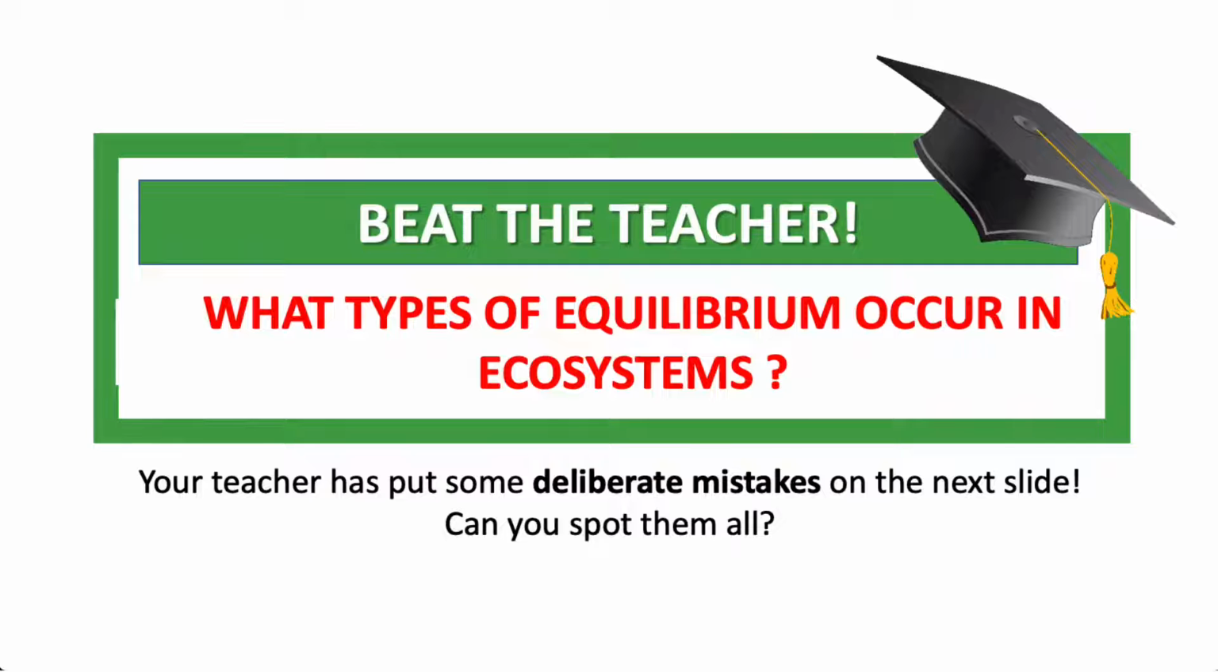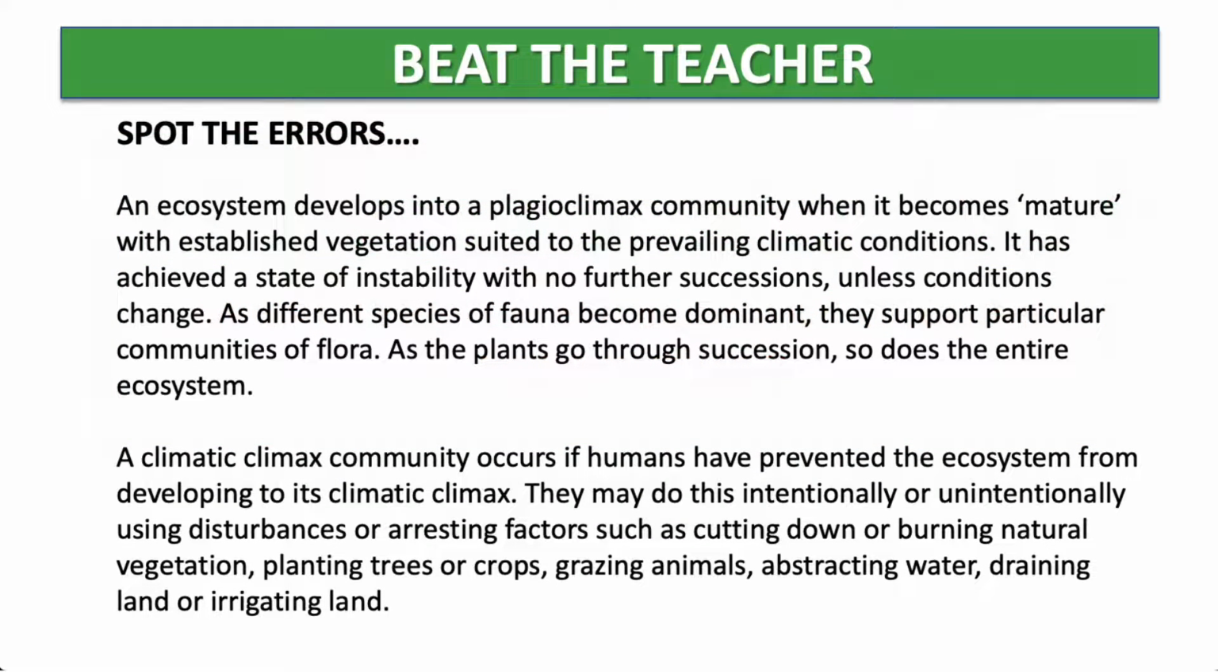Thanks, John. Okay, we're now on to an activity called Beat the Teacher, where you will see a couple of paragraphs where there have been some deliberate mistakes included. So it might be difficult to spot them. If we take a look at these two paragraphs, they're about an ecosystem. I'll just read through for you, and as I read it, you might actually almost hear errors.